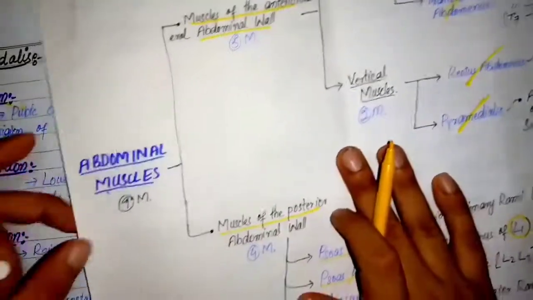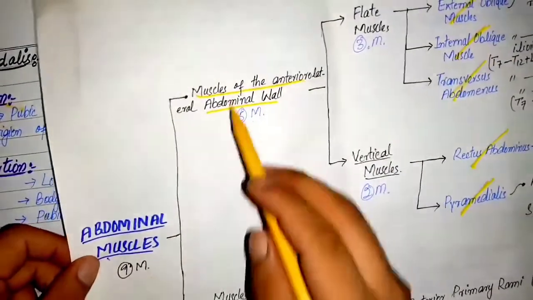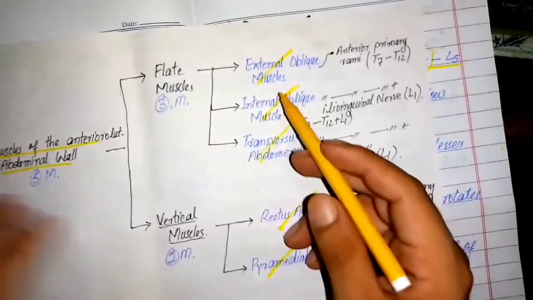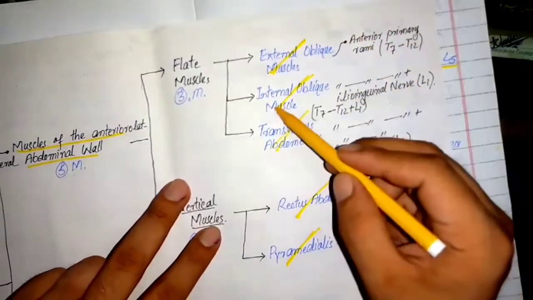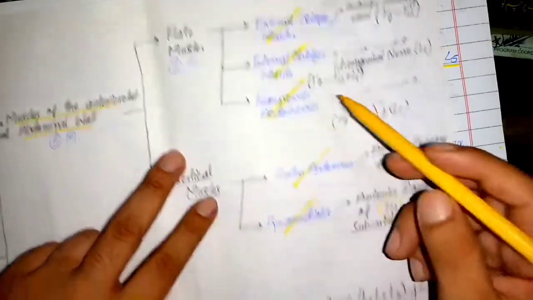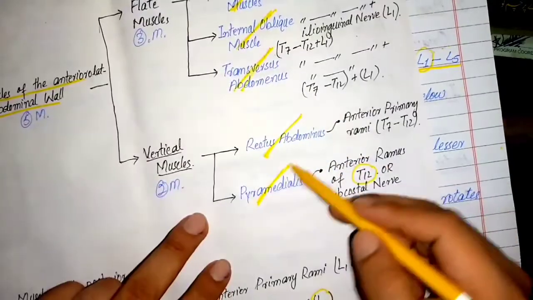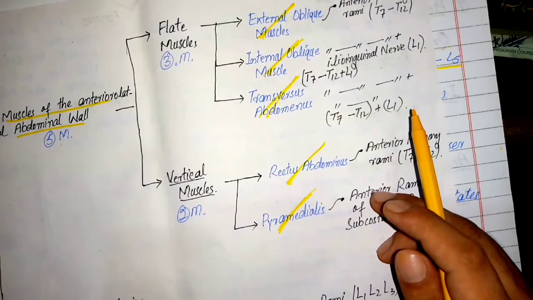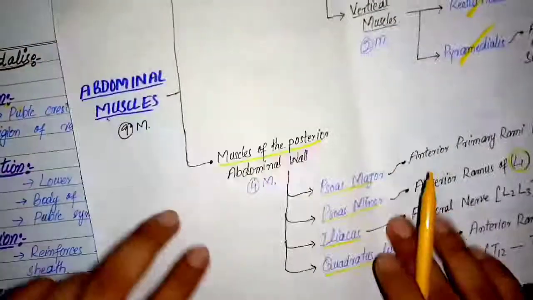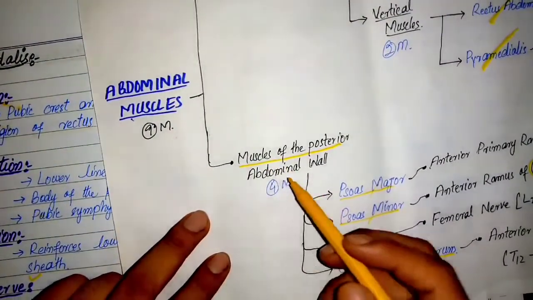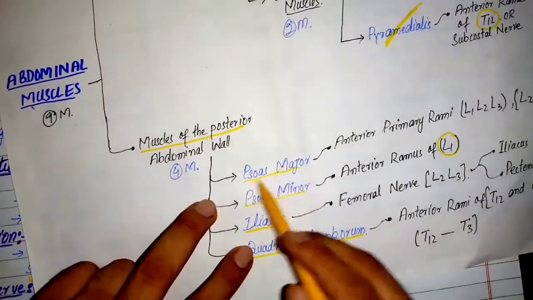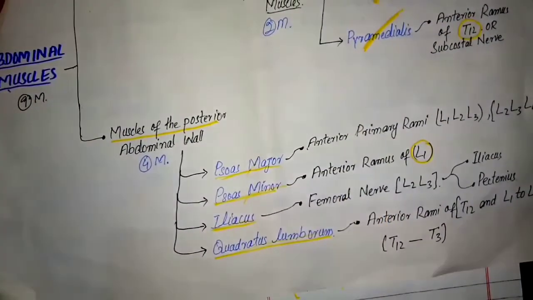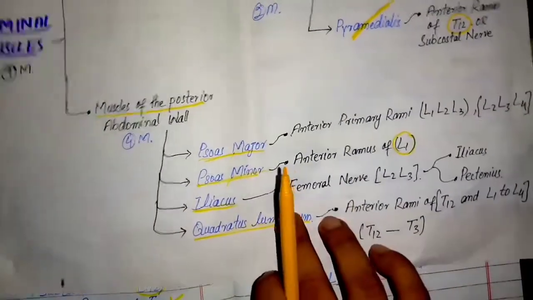Here in this chart we were just categorizing these muscles into two parts. Muscles of the anterior lateral abdominal wall, in which we covered the external oblique, internal oblique, transversus abdominis, rectus abdominis, and pyramidalis. For all these muscles we covered their attachments, their actions, and also their nerve supply. Now we come to the muscles of the posterior abdominal wall, which are psoas major, psoas minor, iliacus, and quadratus lumborum. We will talk about their attachments, right?